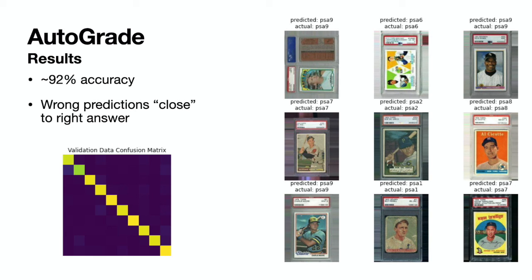From this training, AutoGrade is able to predict card grades with around 92% accuracy. Below is a confusion matrix of the validation set predictions and some example predictions on the right. One important note is that incorrect predictions are close to the actual grade of the cards.